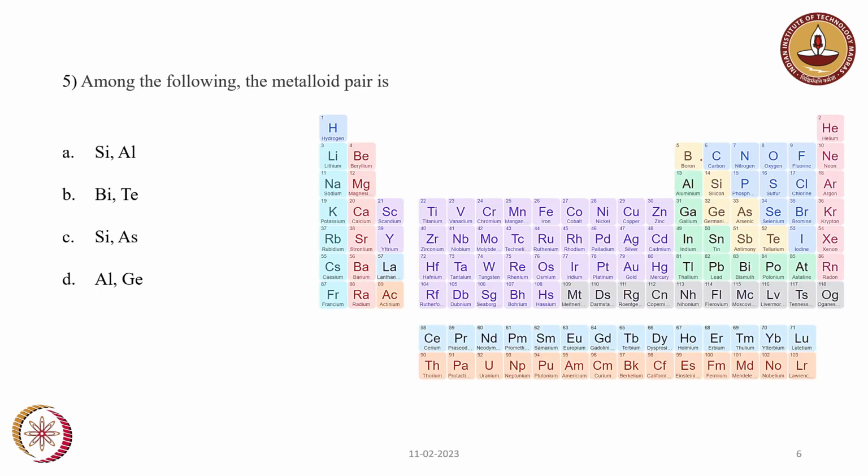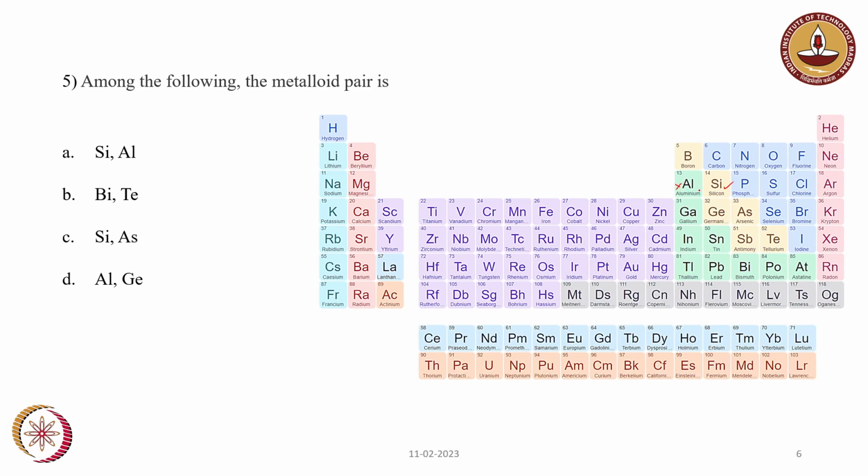Metalloids are the elements showing characteristics of both metals and non-metals. In the periodic table, in the p block, the metalloids separate the metals and the non-metals. So the diagonal elements, that is boron, silicon, germanium, arsenic, antimony and tellurium, form the metalloid elements. So option A is silicon and aluminum. Silicon is present in metalloids, but aluminum is not.